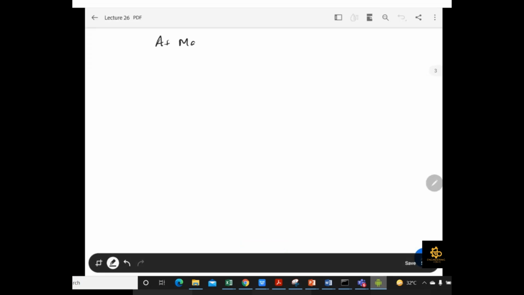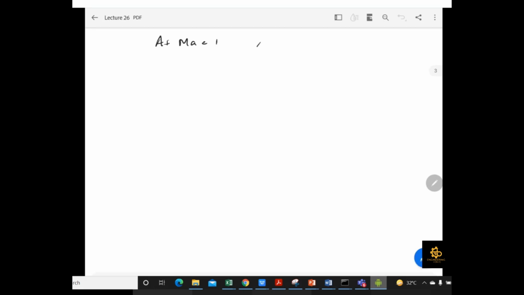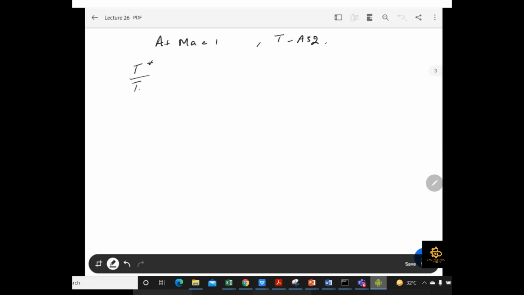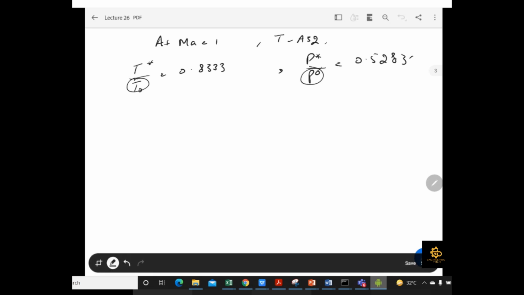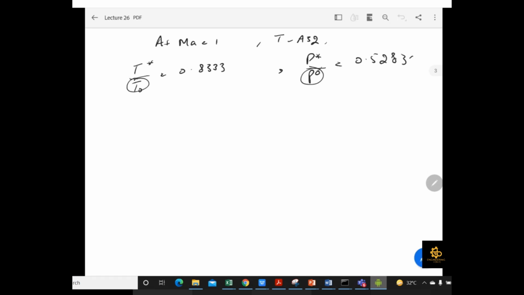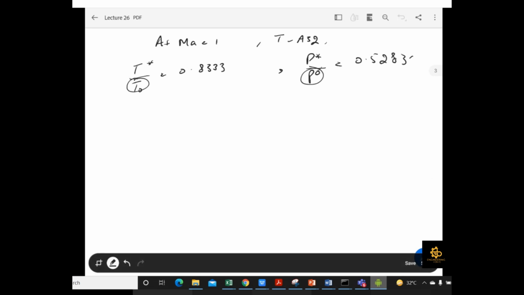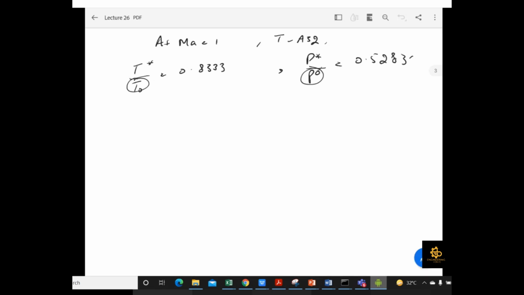So at Mach number equal to 1, you can get from table A32 the value T star by T naught equal to 0.8333, and in a similar way you will get P star by P naught as 0.5283. Now T naught and P naught are known to us, so simply multiply T naught with 0.8333 and P naught with 0.5283, and you will get the critical temperature and pressure easily.